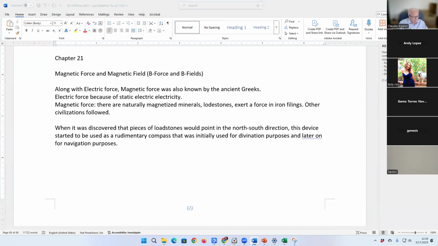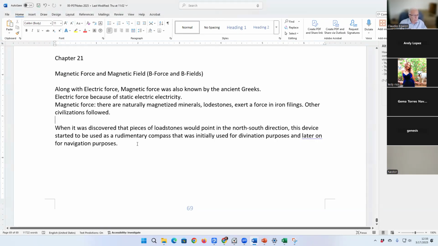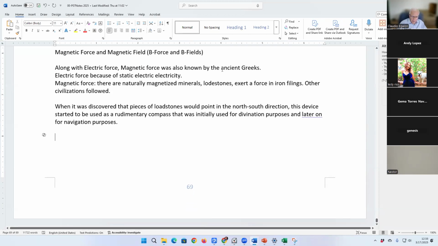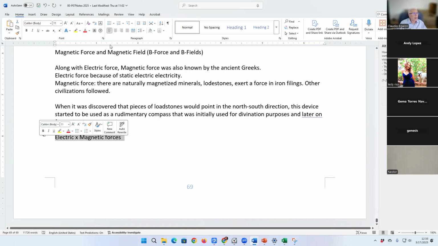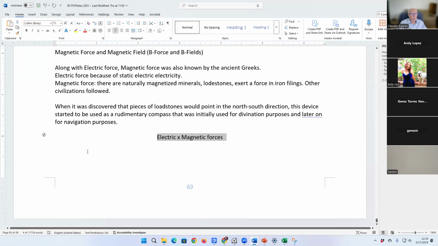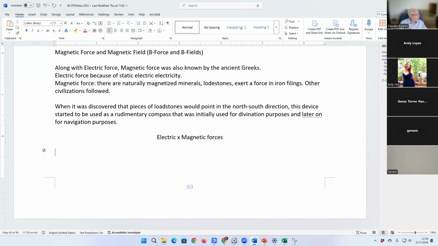So there's some interesting similarities and differences between electric versus magnetic forces. Let's see if I can come up with a table. Similarities.